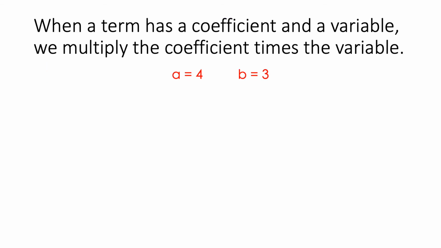When a term has a coefficient and a variable, we multiply the coefficient times the variable. For example, 7 times a. 7a is the same as saying 7 times 4 in this situation, or 28. 22b means 22 times b, or 22 times 3.